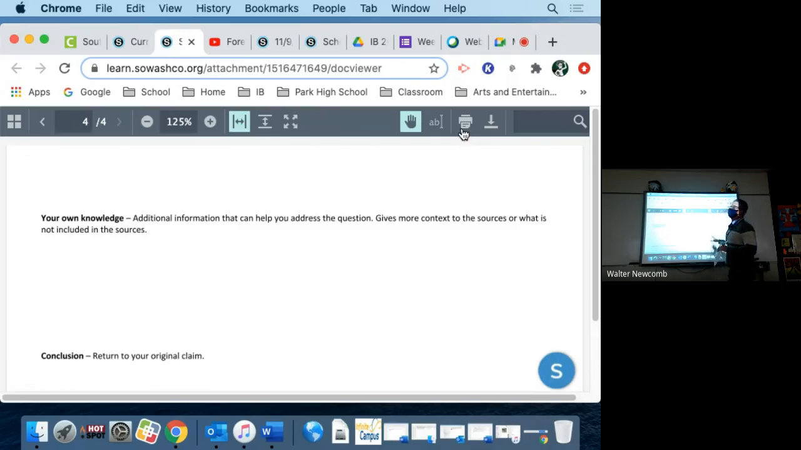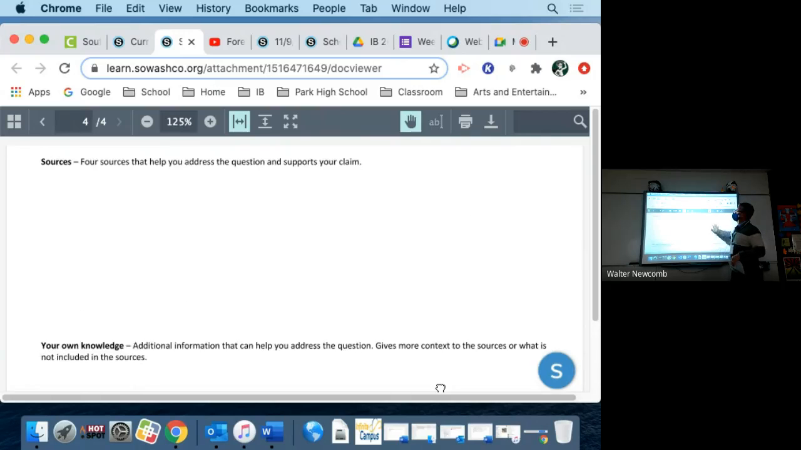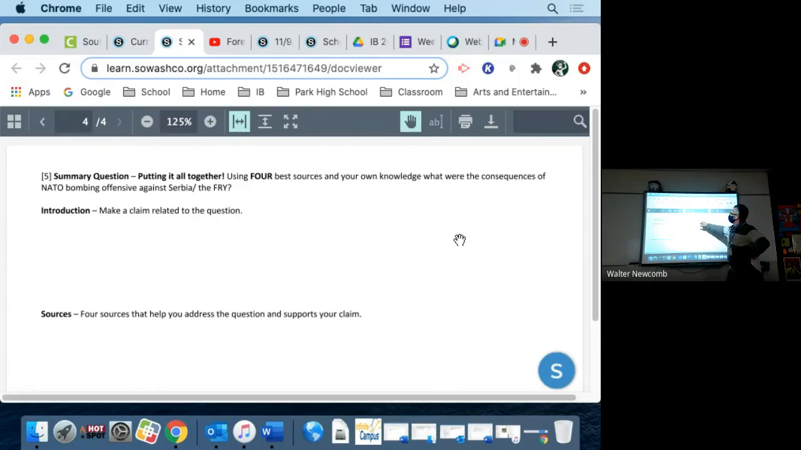And then outside information. So again, that review sheet that I gave you would include some outside information that could help you answer either a question on Rwanda or Kosovo. I'll try to put together a review guide when it comes to May as well, of what they might focus on. But this will give you additional information, gives more context to the sources that are not included in the sources. I have it as a separate spot, but you can easily throw that in with your sources as well. You can have it integrated, and then the conclusion. So the question here is, using the four best sources and your own knowledge, what were the consequences of the NATO bombing offensive against Serbia and FRY?